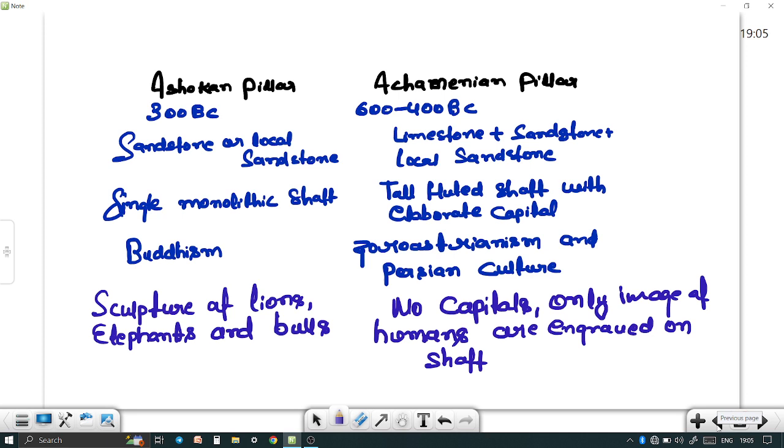The Ashokan pillar is made up of sandstone or local stones, whereas the Achaemenid pillar is made up of limestone, sandstone, and local stone. The Ashokan pillar is a single monolithic shaft, whereas the Achaemenid pillar has a tall jointed shaft with an elaborate capital. Ashokan pillars are associated with Buddhism, whereas Achaemenid pillars are associated with Zoroastrian and Persian culture. The Ashokan pillar has capital sculptures of lions, elephants, and bulls, whereas the Achaemenid pillar has no such capital, only images of humans engraved on the shaft.